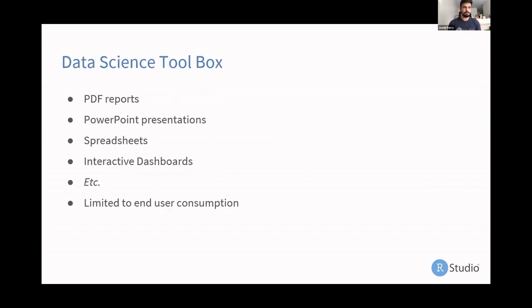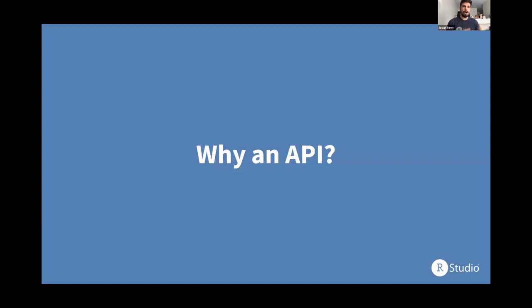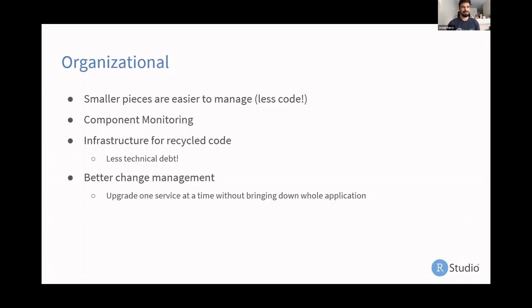Next slide, please. So the current data science toolbox looks kind of like PDF reports, PowerPoint presentations, spreadsheets, interactive dashboards, etc. The issue here is that these are all limited to end user consumption, right? That's really good in most cases, but I think what we're going to be going to more frequently, and you might have already encountered the need to do, is to expand your toolbox to be a little bit more programmatic. Next slide, please. And the way we're going to do that is through APIs. Next slide, please. So why an API?